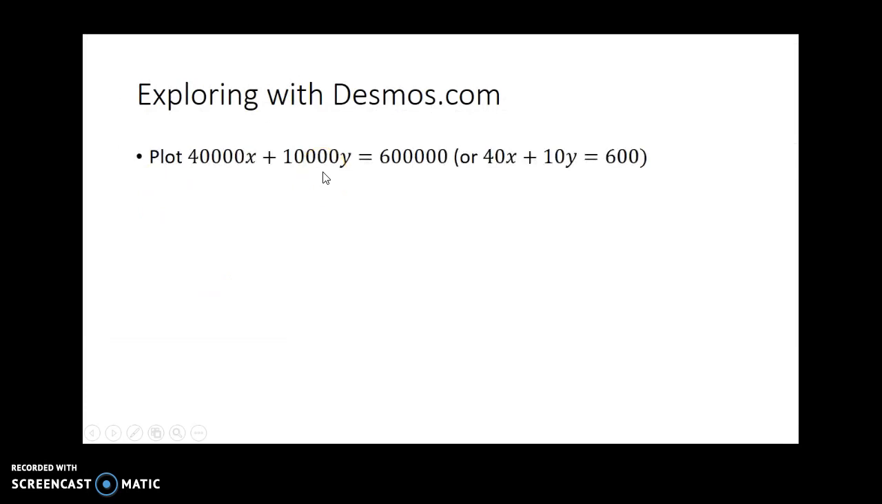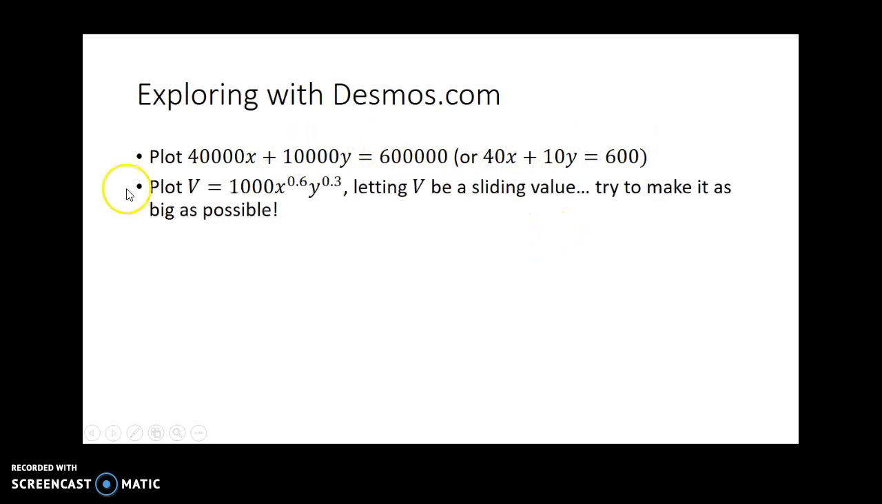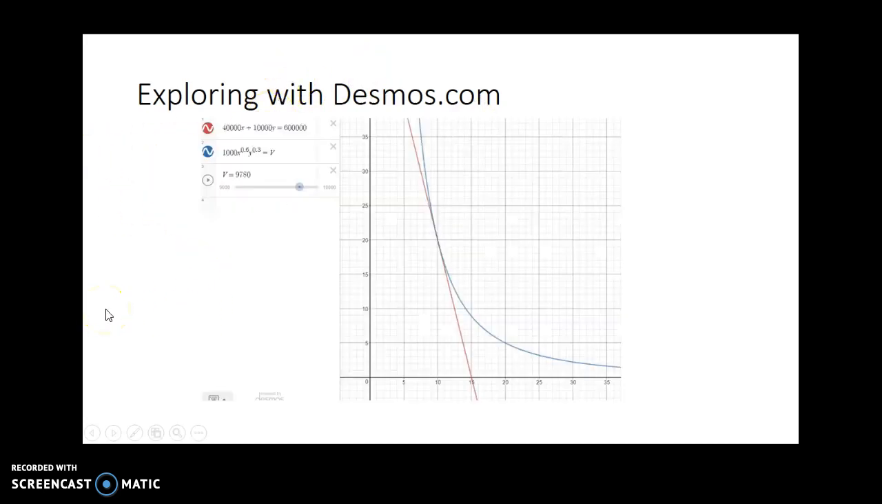So what we did here is we plotted the constraint equation for 40,000x plus 10,000y equals 600,000, or really 40x plus 10y equals 600. And then we also plotted v equals our visits equation, letting v be a sliding value, trying to make it as big as possible with there still being an intersection between our constraint and our number of visits equation. So we got around 9,780 total visits, and that required about 10 doctors and 20 nurses. That was that point right there.